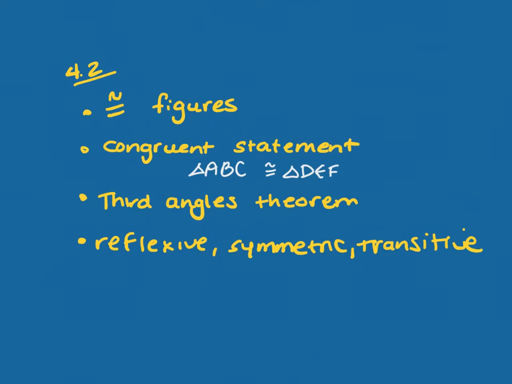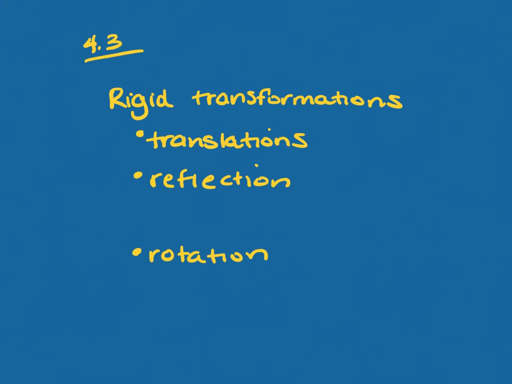Reflexive, anything equals itself. Symmetric, if A equals B, then B equals A. Transitive, if A equals B, B equals C, then A equals C. All those properties are within the proofs in that section. And then 4.3 is your rigid transformations. Translations, reflection, rotation. You have a quiz review on Canvas. The answers are there. You are taking the quiz the first part of class tomorrow, so you need to make sure you're ready to go when you come in.